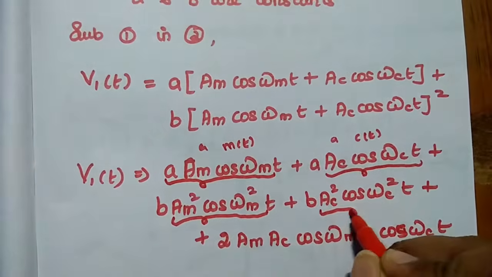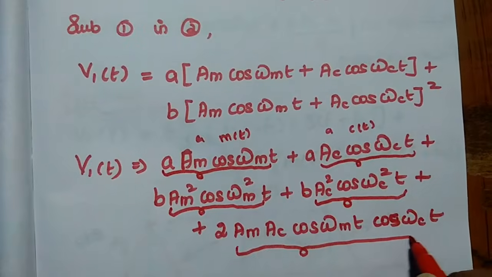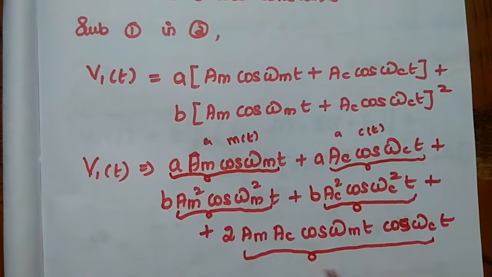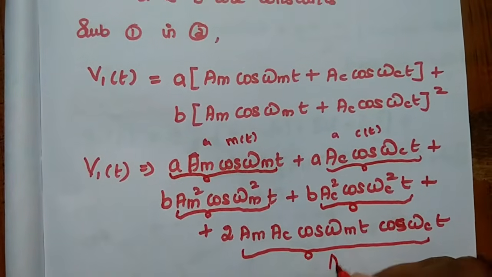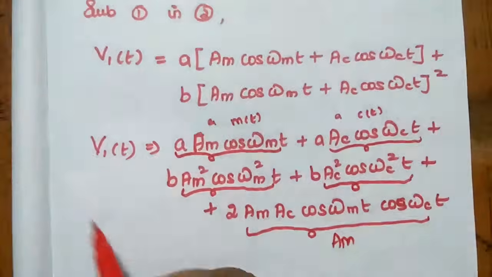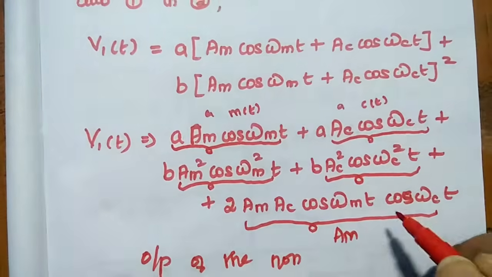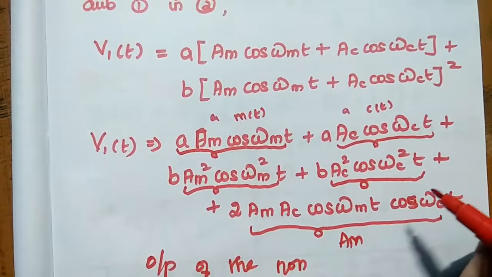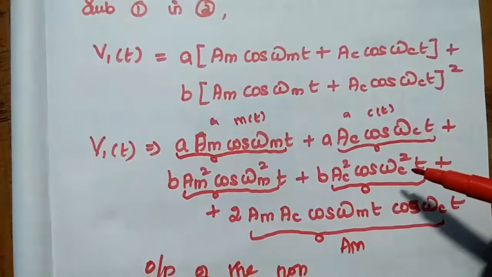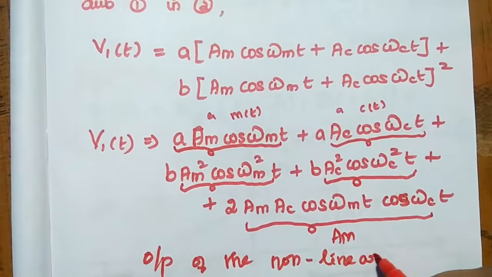This is the squared carrier signal. And the last part, this is the amplitude modulated signal with both sidebands. So this is the output of the non-linear device. So now we have the square law modulation, which has all the components: modulating signal, carrier signal, squared modulating signal, squared carrier, and the amplitude modulated signal with sidebands. So this is the square law operation.